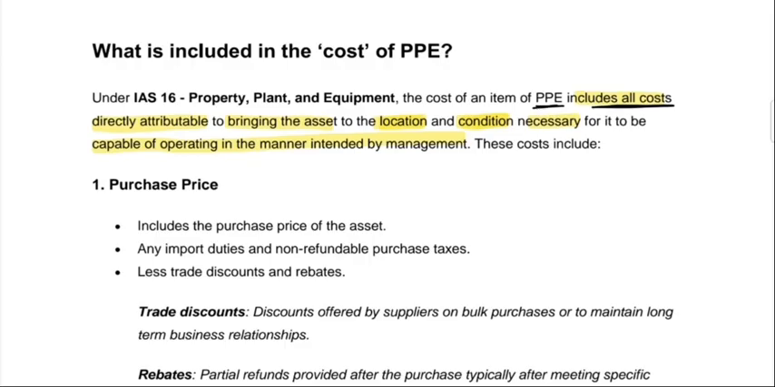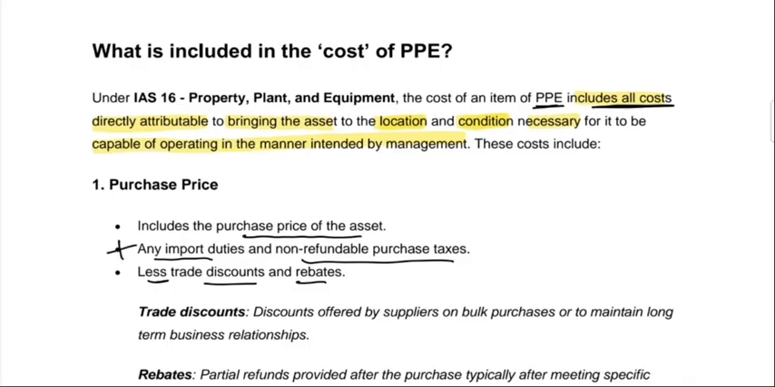Normally, when we incur costs in the normal sense, we would think that those costs should be expensed, right? But for these assets, the costs specifically that we incur to bring the asset to its working location and condition must be capitalized. Number one, we have purchase price. That includes the purchase price of the asset, which is usually the list price of the asset, any import duties and non refundable purchase taxes, less trade discounts and rebates.